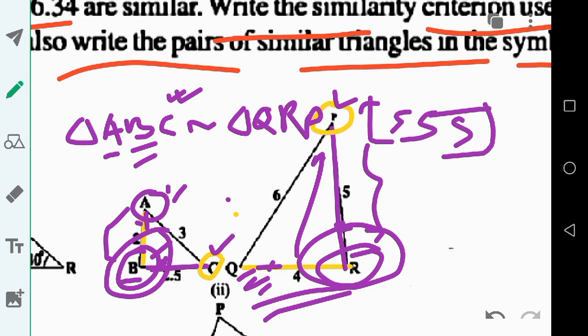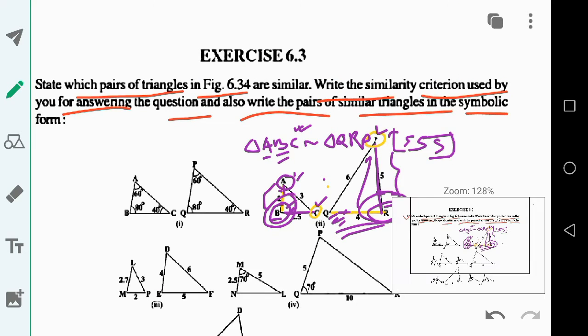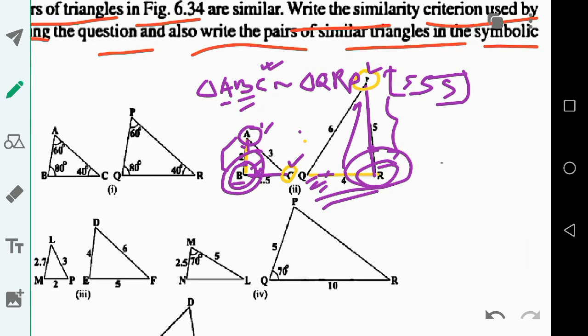That's how we can show that these pairs of triangles are also similar. So now let me show you the next pair.